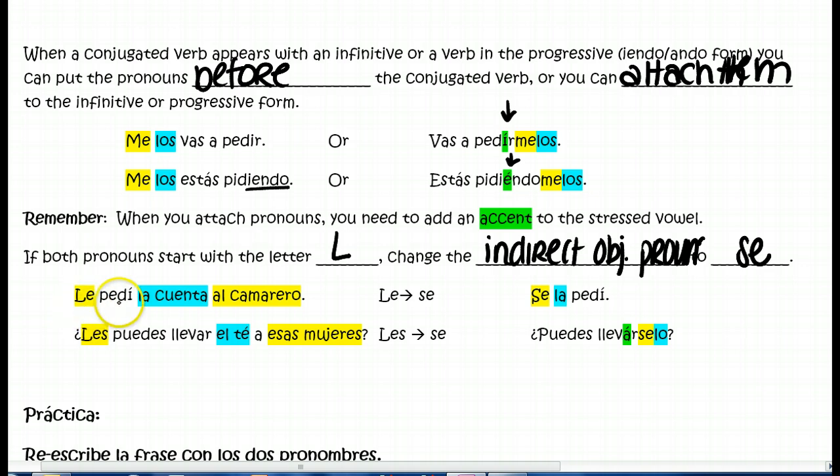So for example, le pedí la cuenta al camarero. Le is our IOP, la cuenta is our DOP. Since we would replace la cuenta with la, and we have le, those both start with L, so we're going to change our le to se. Se la pedí. Same goes if we have les, since it starts with L. We have les, and el té would be replaced with lo. So we don't want two pronouns that begin with L in a row, so we're going to change our IOP, les, to se. Puedes llevárselo.